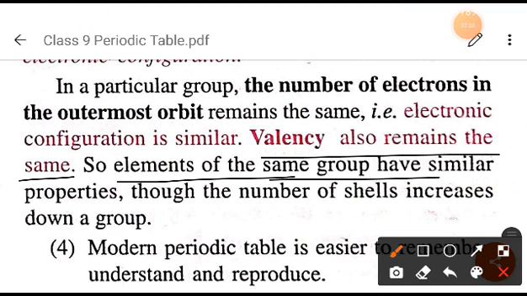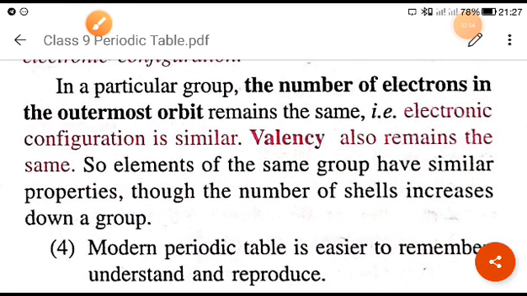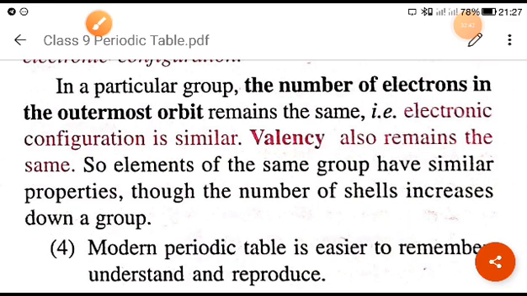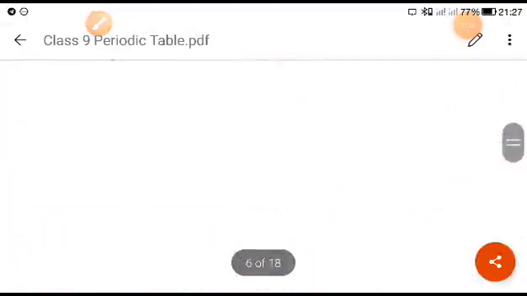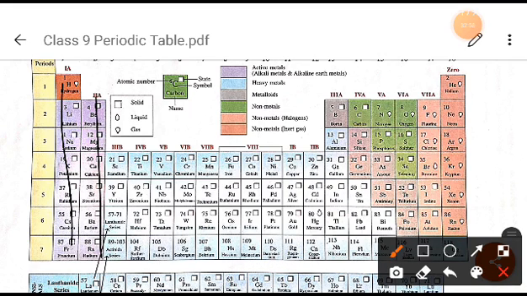So the elements of the same group have similar properties, though the number of shells increases down the group. As we move from top to bottom, the number of shells increases. But as you go down the group, although the number of shells increases, the electrons present in the outermost shell remain the same. That is why the valencies remain the same, and since their valencies are the same, the elements of the same group have similar properties. Thus the number of shells increases down the group.